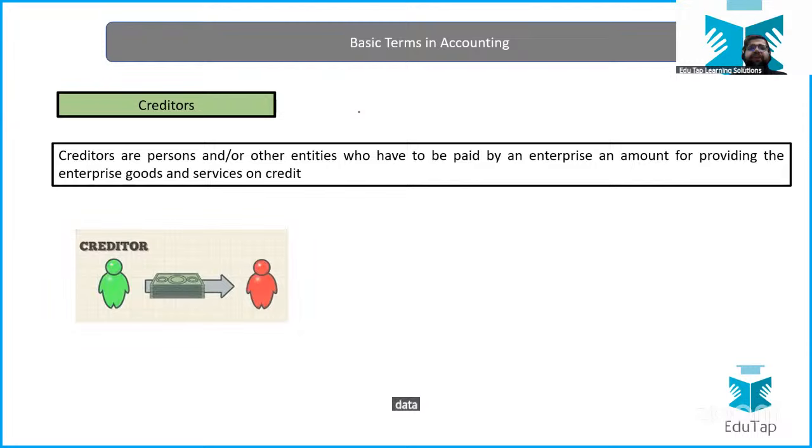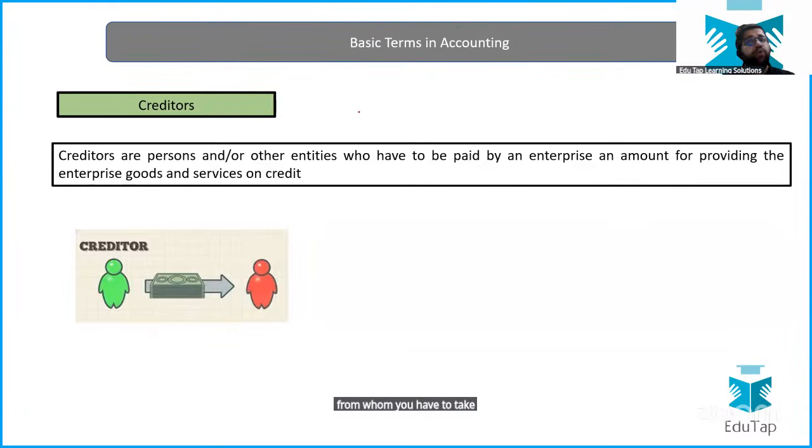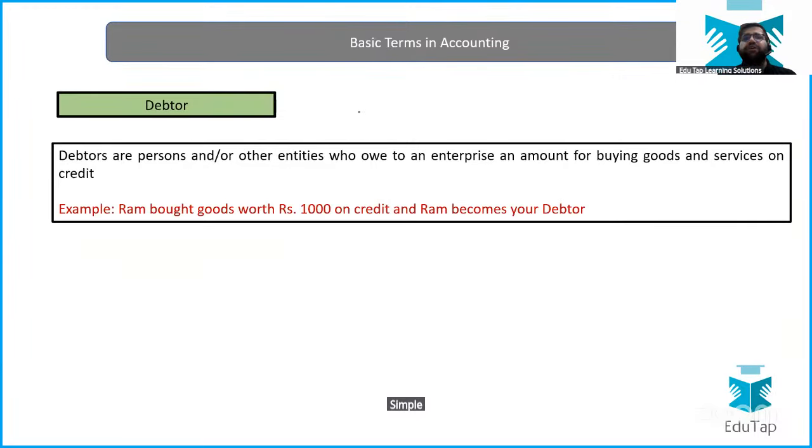Right? Debtor will pay you. You don't have to pay him. That person will pay you. So जिससे लेना है वो debtor है, जिसको देना है वो creditor है. As simple as that. From whom you have to take is a debtor, to whom you have to pay is a creditor. Simple.